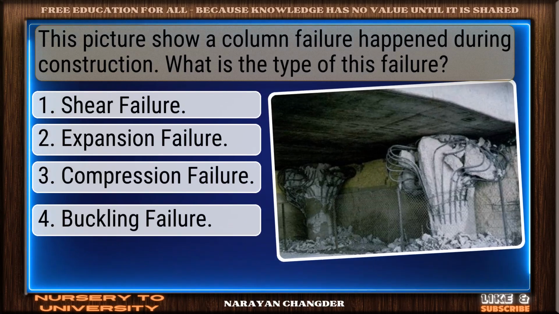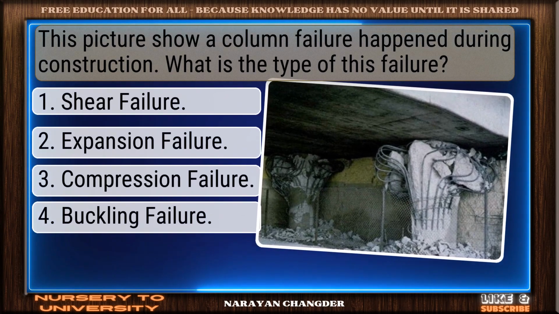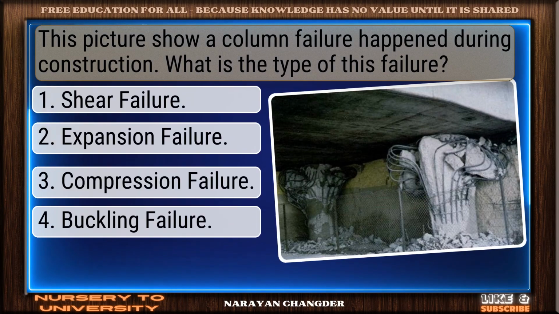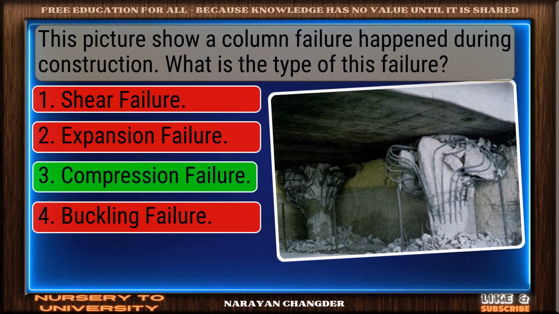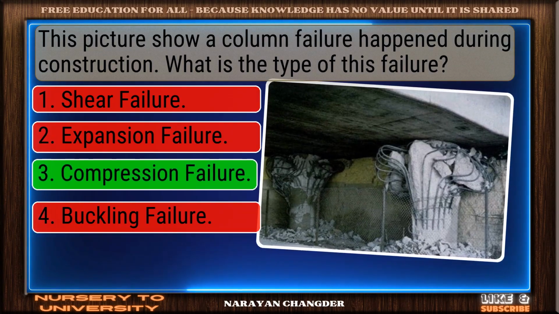This picture shows a column failure happened during construction. What is the type of this failure? Valid point. Compression failure is true.